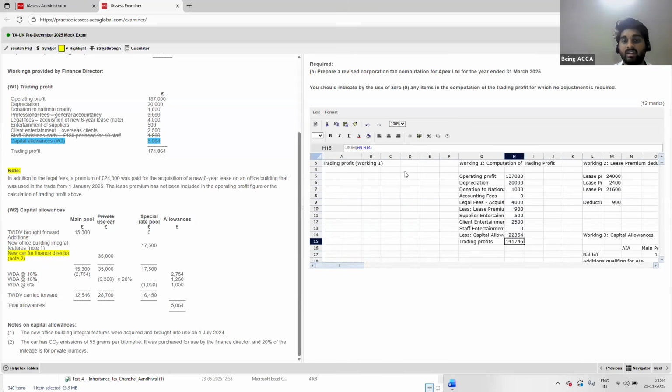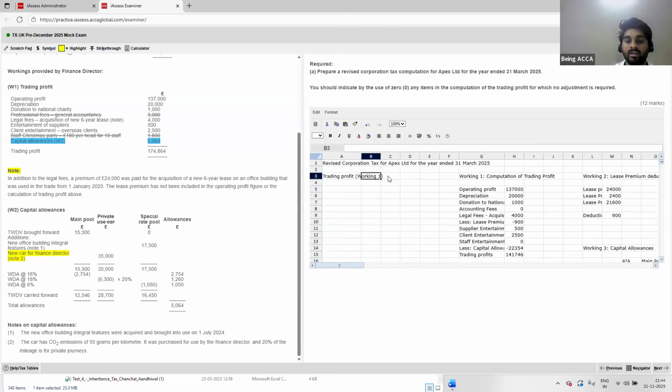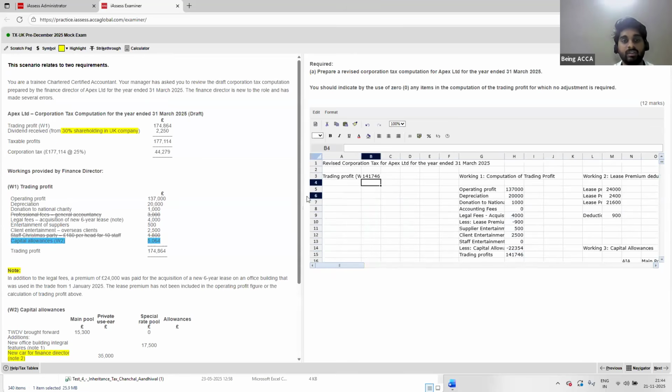That would now give our appropriate answer to be 141,746, which is exactly what we will be taking over here. Now, in the question, if you see, they have taken the dividend received from the 30% shareholding company and calculated the taxable profits. But is that how we do it?